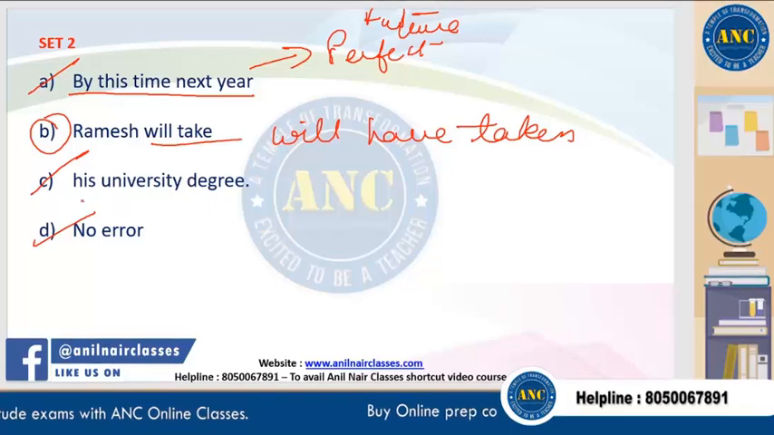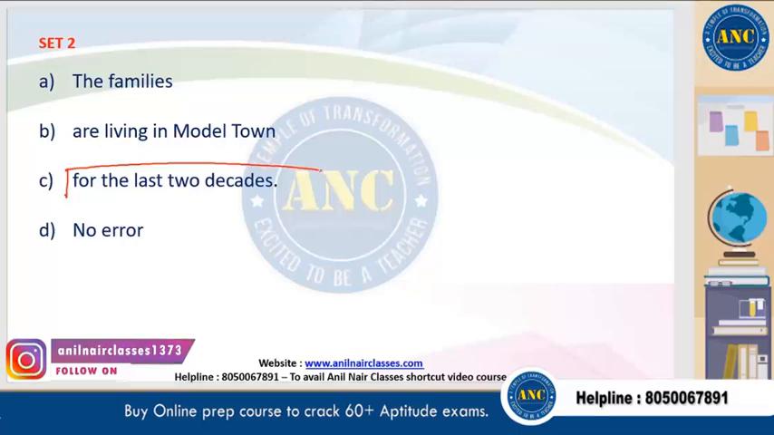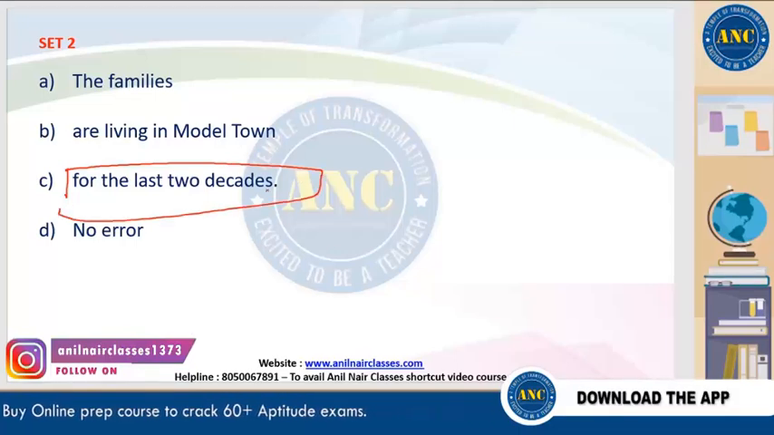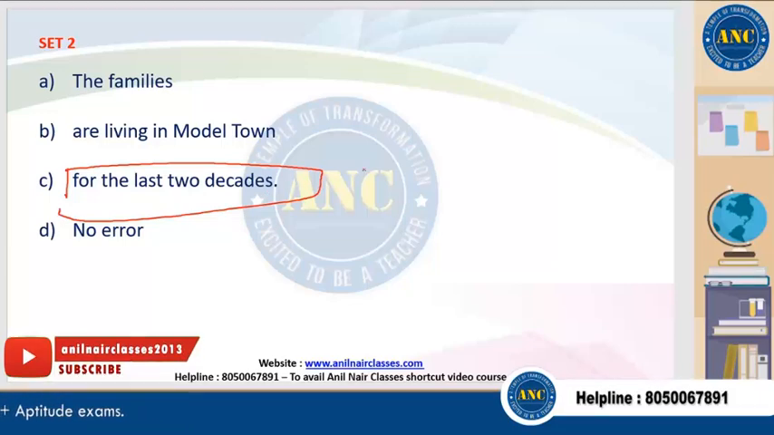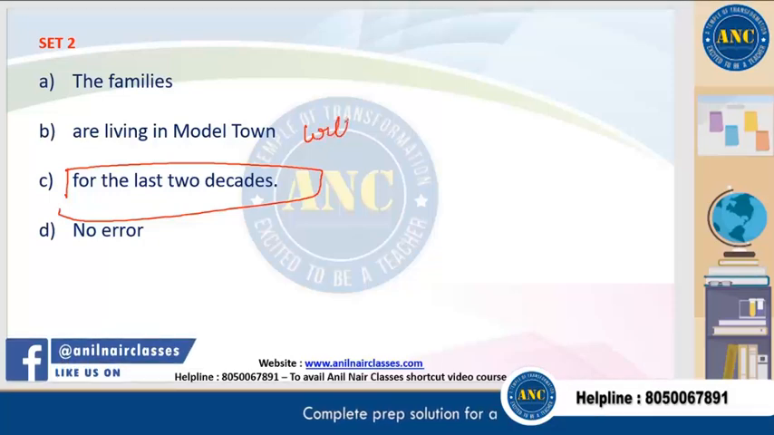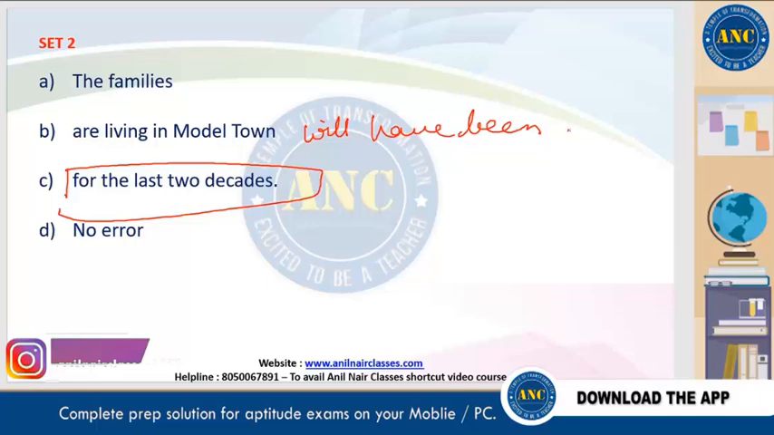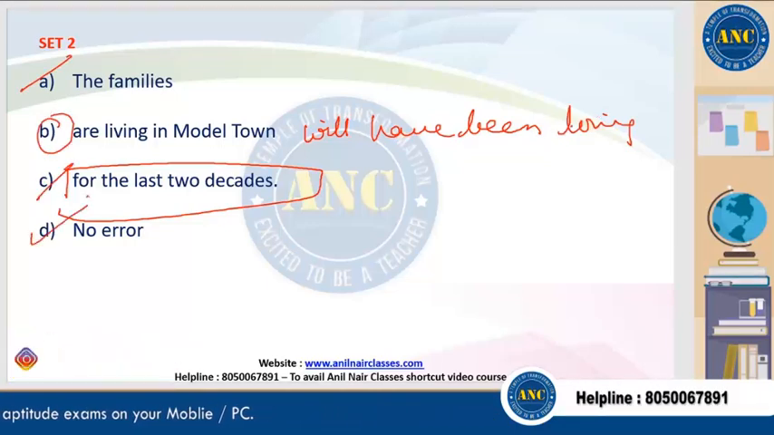Next one. The families are living in Model Town for the last 2 decades. So "for the last 2 decades" is a total time. So that is fine, right? So the families will have been living. So we need the future perfect continuous. So it should be "will have been living". So B is the right answer. Get rid of A, C and D.